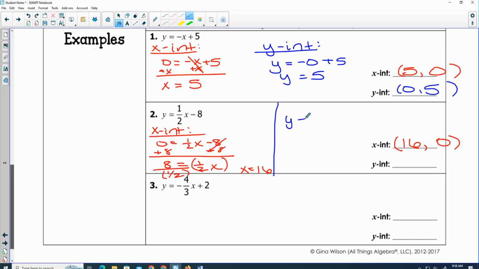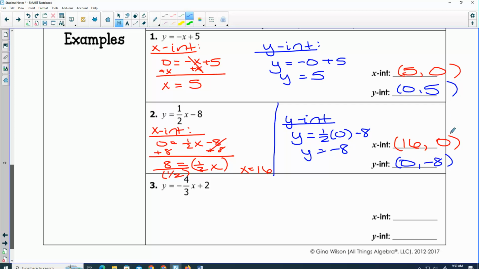So y-intercept, that's when x is 0. So 1/2 times, oh, did I switch problems? I said we were doing 3 and then I worked number 2, didn't I? It's fine. Oh well, same thing. 1/2 times 0 is 0, minus 8 is negative 8. So what would my ordered pair be? 0, negative 8.